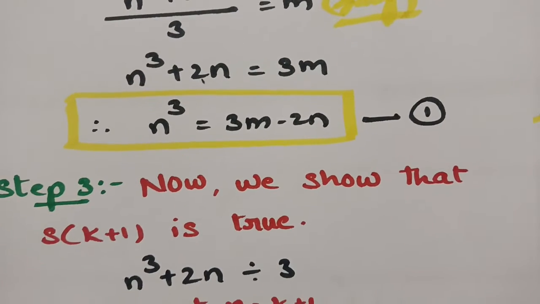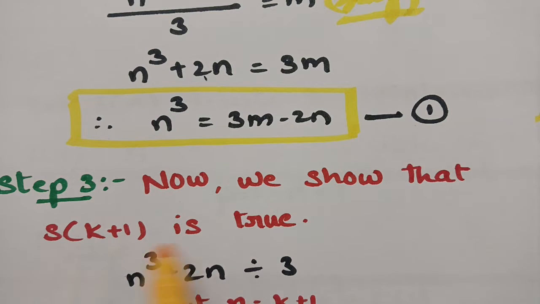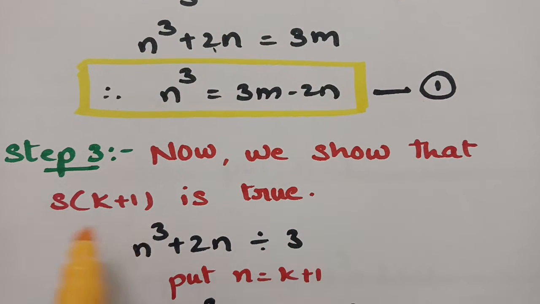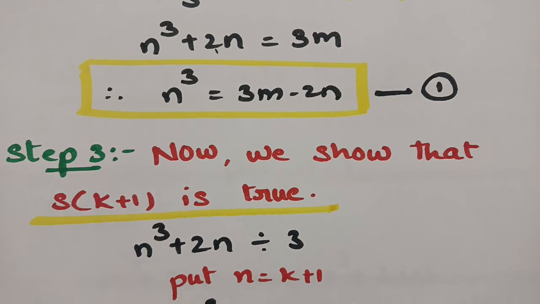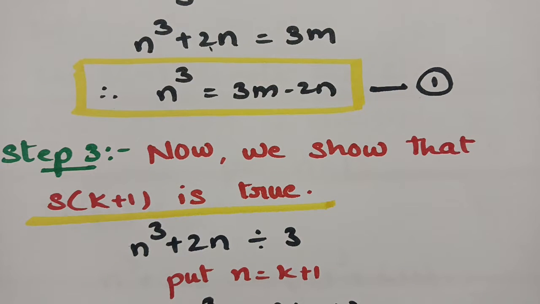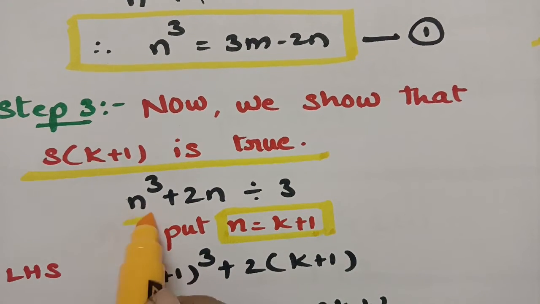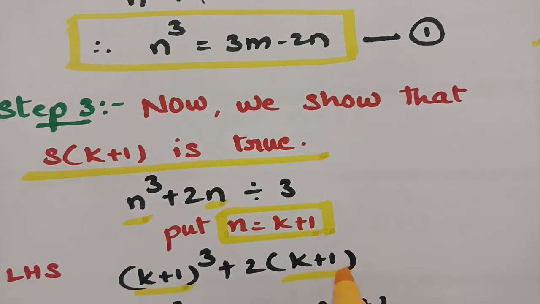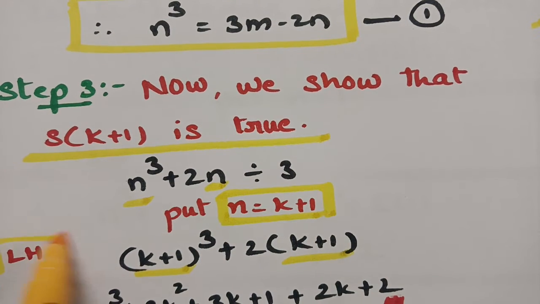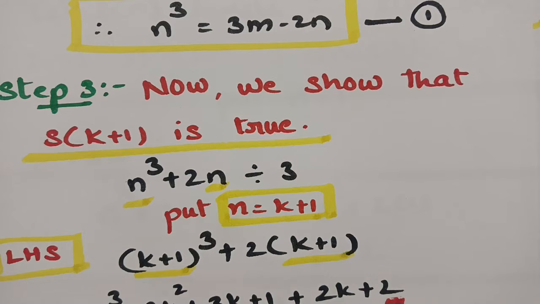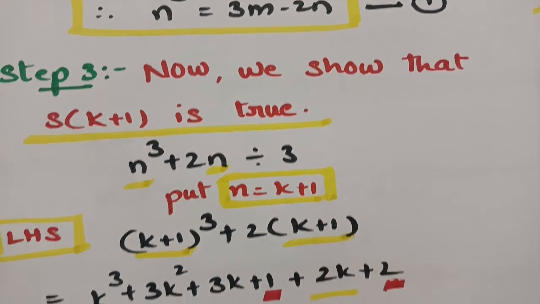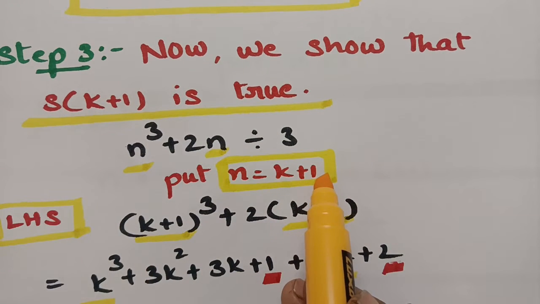And now in step 3, we have to show that S of k plus 1 is true. For that, see here, S of k plus 1 is true. So now we have to prove it. So what is S of n? n cube plus 2n is divisible by 3. In this, if you keep n is equal to k plus 1, in place of n, k plus 1. So consider the LHS part. So this is the LHS part, and here n cube plus 2n. So in place of n, I have substituted k plus 1.